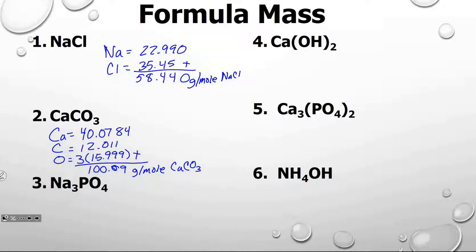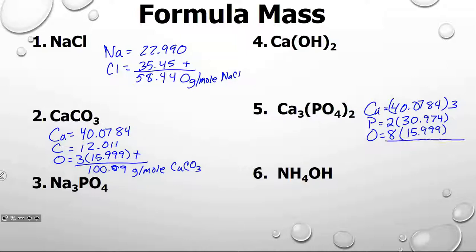Okay, I'm going to do one over here. I'm going to do number 5, and then I'm going to have you do the other 3. So on number 5 here, we would just take calcium, which we just had over here, which is 40.0784, times by 3, and phosphorus, that 2 distributes. So we're going to go 2 times phosphorus, and phosphorus is 30.974. The hardest part of this one is getting familiar with where elements are on your periodic table so you can find them. Okay, and then oxygen, you have 8 of them, because 2 times 4 is 8, at 15.999. And we add that up.